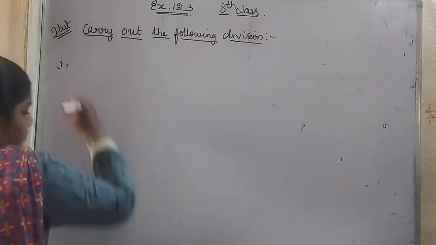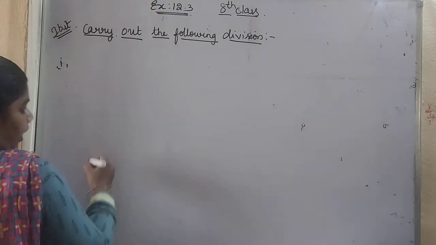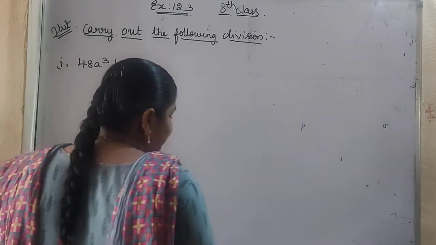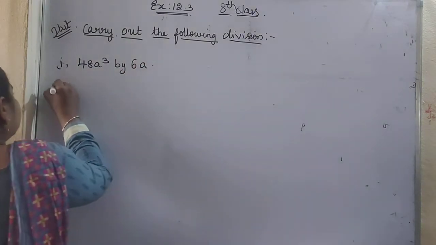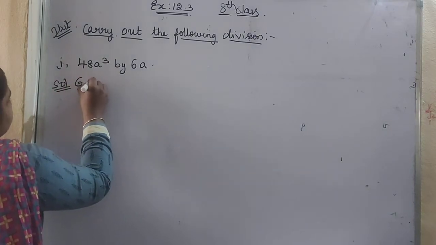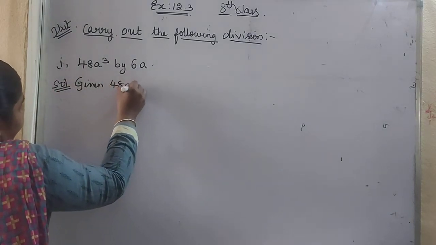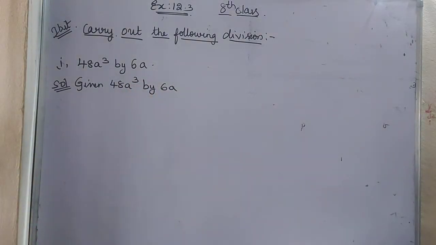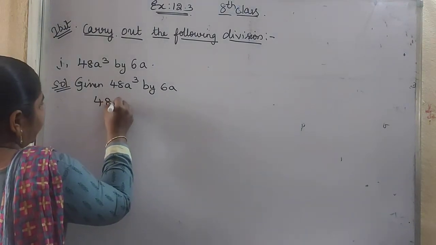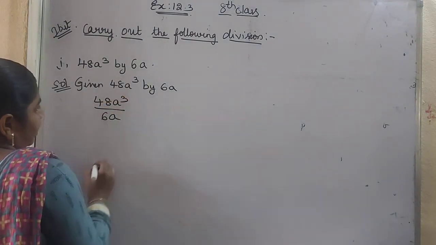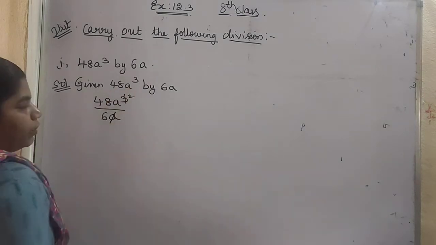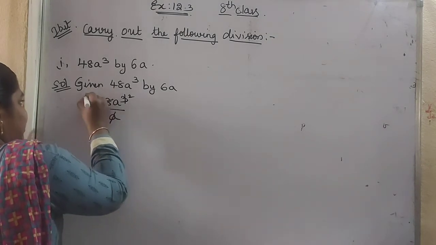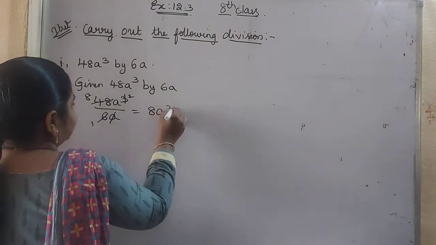So in that first one, that is 48a cube by 6a. So division means I am writing in the form of division method. 48a cube by 6a. An a will get cancelled, so only 2 a's will be remaining. That is, a square will be remaining. 6 ones are 6, 6 eights are 48. So what is the answer? 8a square is our answer.